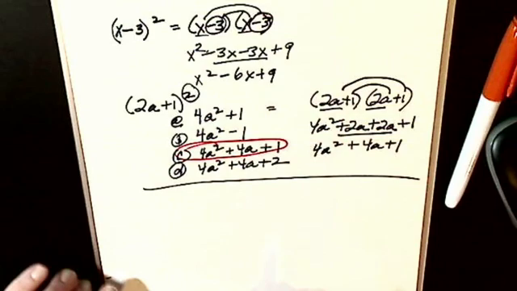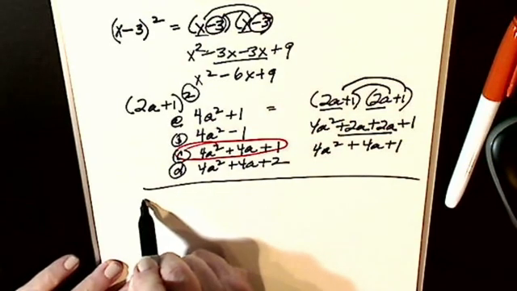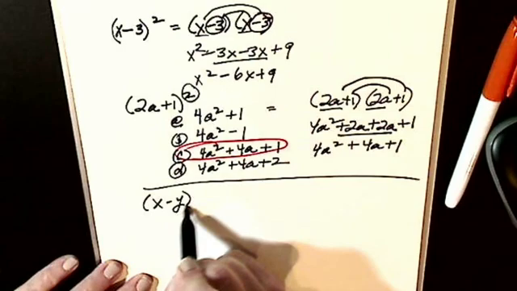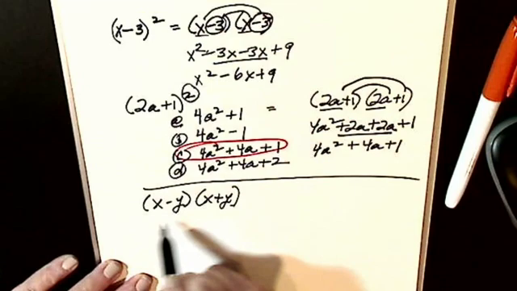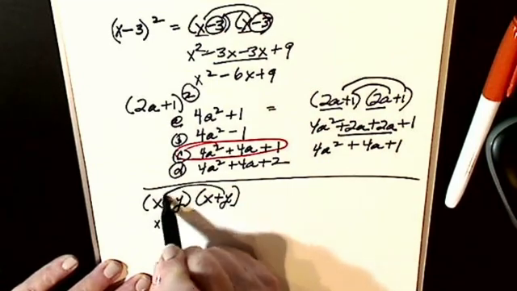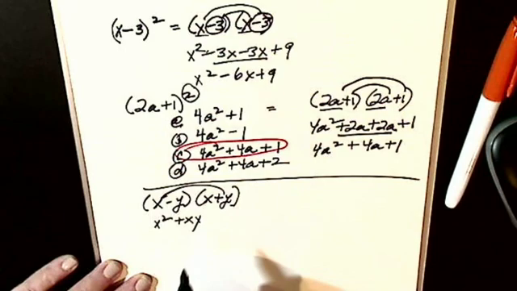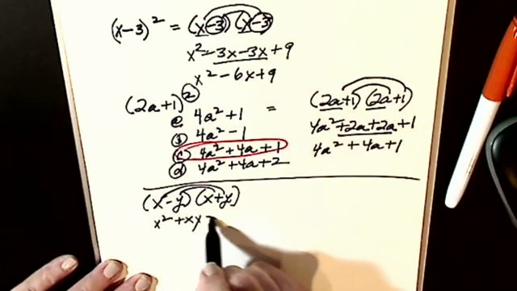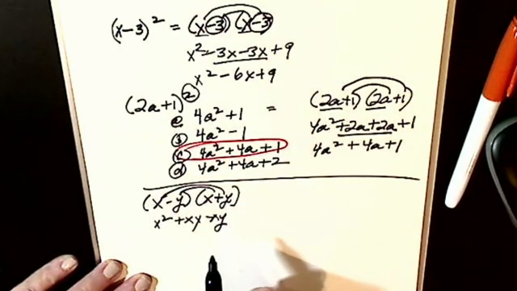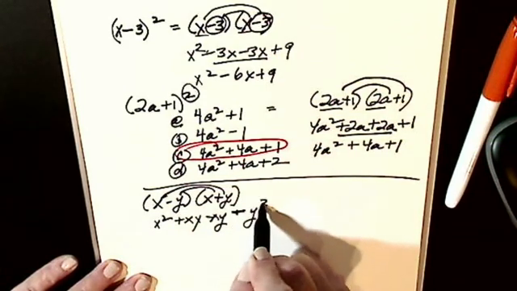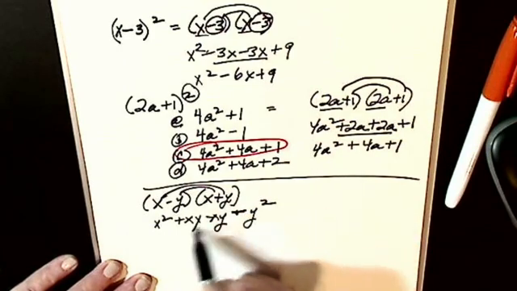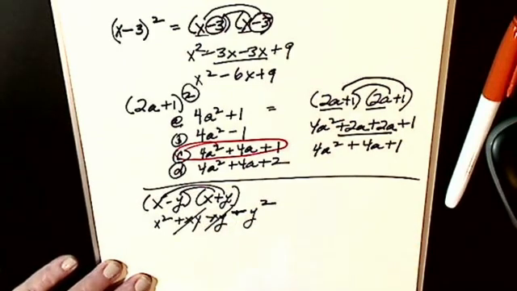Alright, one more product. If I have something like this, x minus y times x plus y. I FOIL. I get x squared. I multiply my outers, plus xy. I multiply my inners, minus xy. I multiply my lasts, I get minus y squared. So if you notice, my outers and inners, because they have opposite signs, combine to 0. So I'm left with x squared minus y squared.